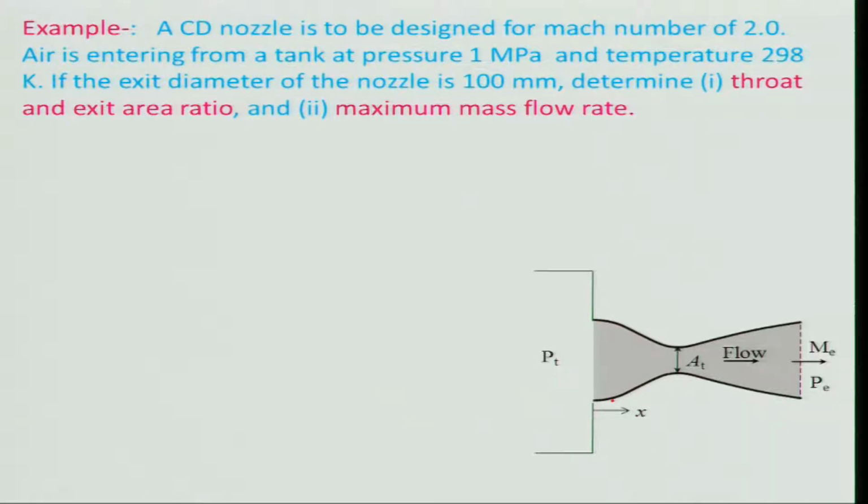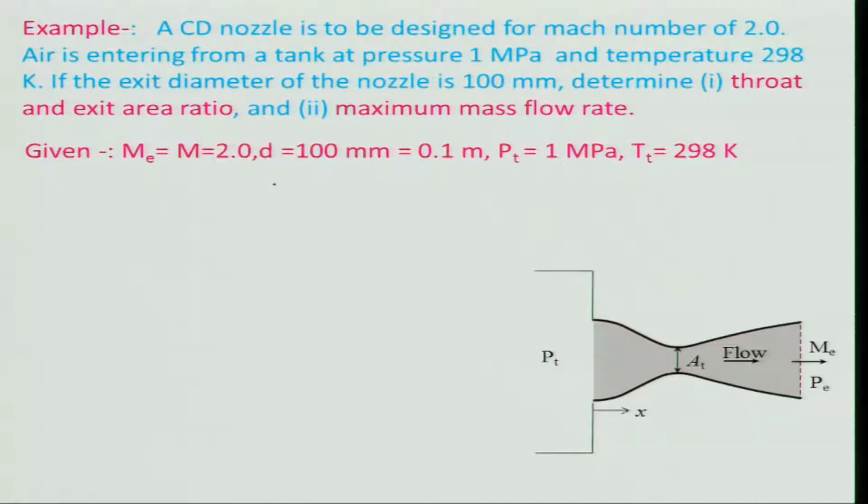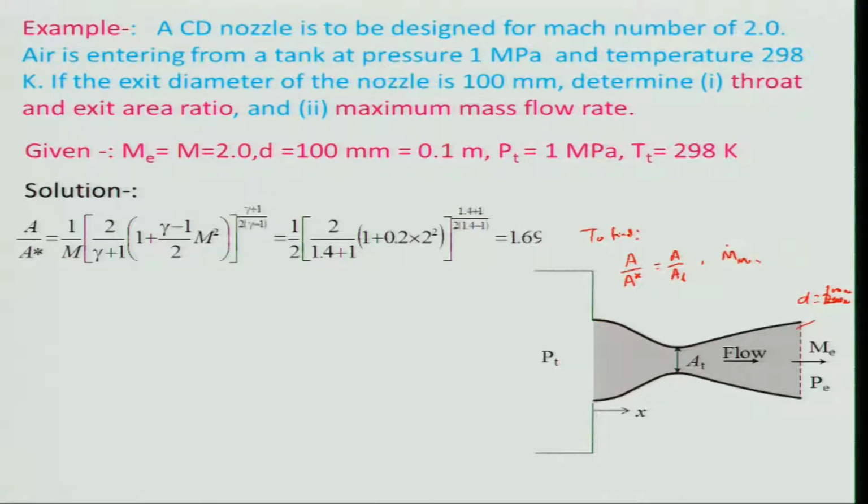These are the given values: exit Mach number M_E is equal to 2, the exit diameter D is given as 100 mm, P_T is given as 1 megapascal, and T_T is given as 298 Kelvin. We need to find the throat to exit area ratio, that is A by A star, or A by A_T, where this is the throat area, and we will have to find m dot maximum. So, for that, what will we have to do?